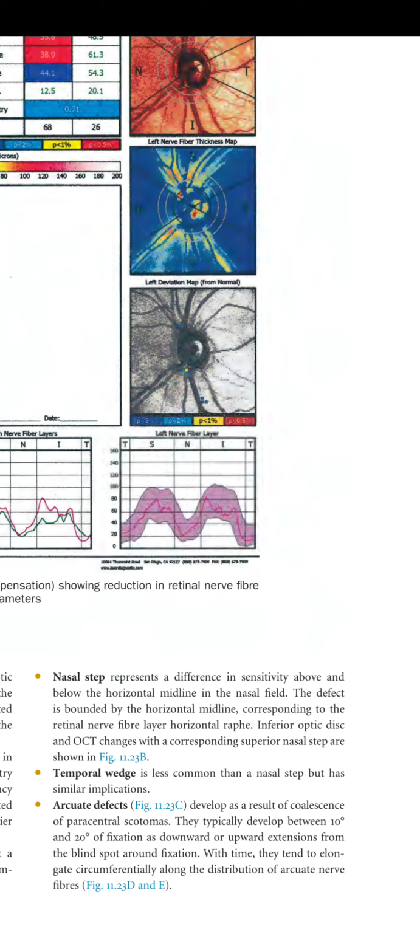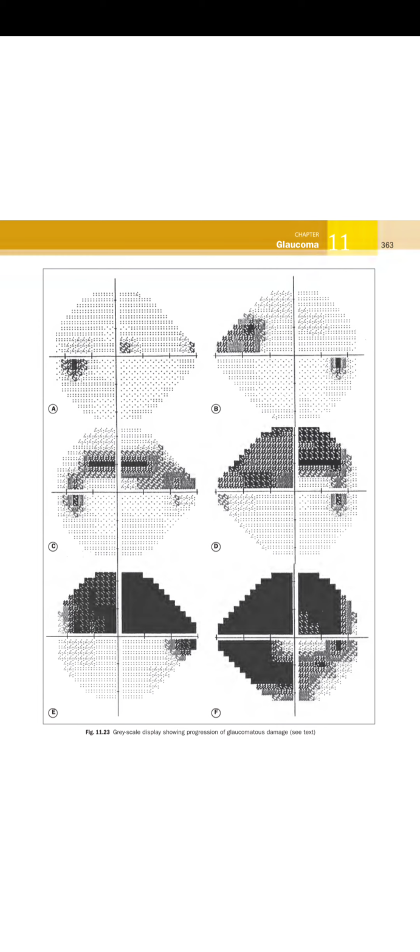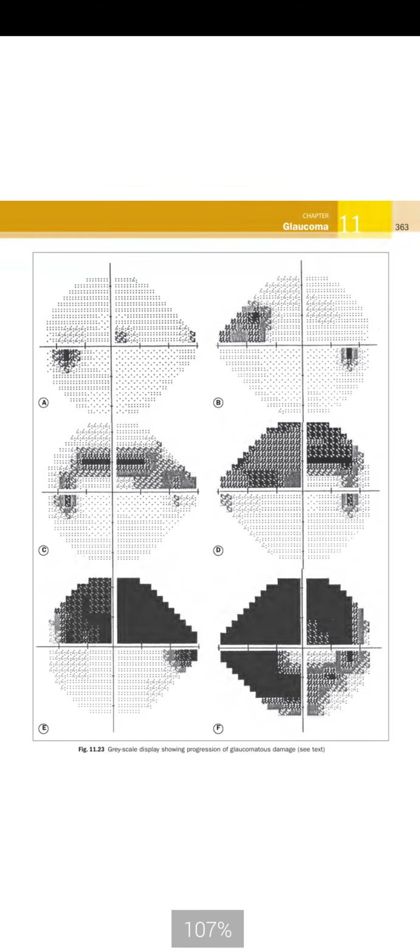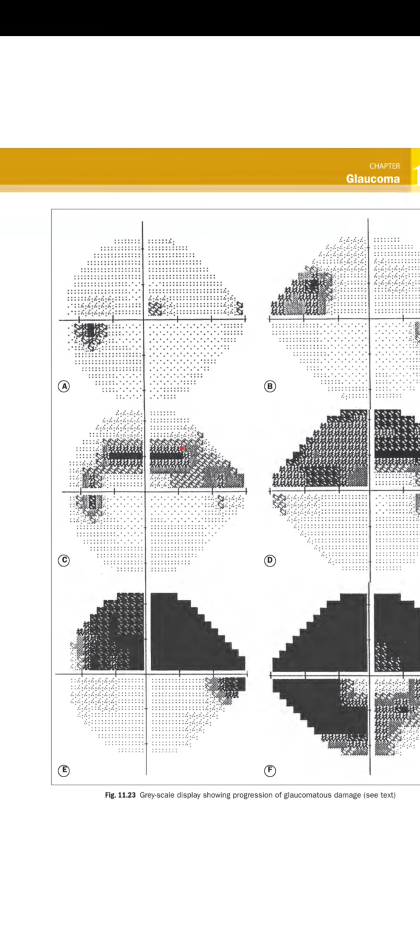Then there is an arcuate defect. Arcuate defects develop as a result of coalescence of paracentral scotomas. They typically develop 10 to 20 degrees from fixation, as a downward or upward extension from the blind spot around fixation. With time, they tend to elongate circumferentially along the distribution of the arcuate fibers. The arcuate fibers are usually along the temporal side. So basically, these are paracentral scotomas that are joined together, 10 to 20 degrees away from the point of fixation, in an arcuate fiber pattern.